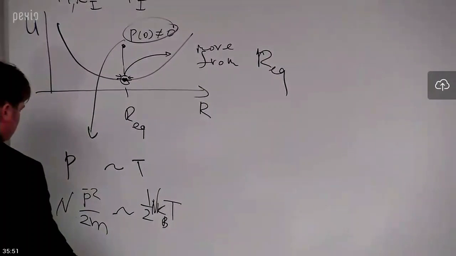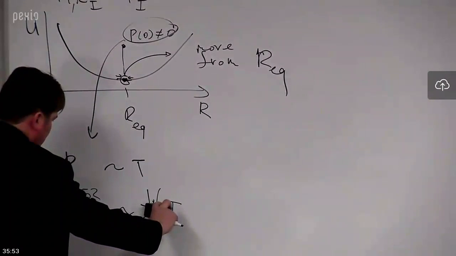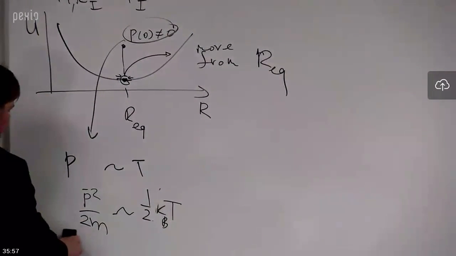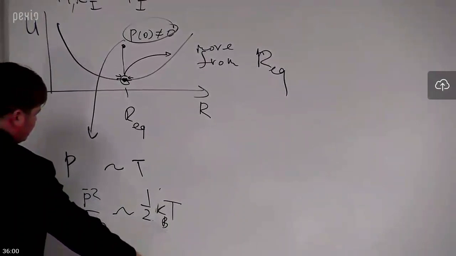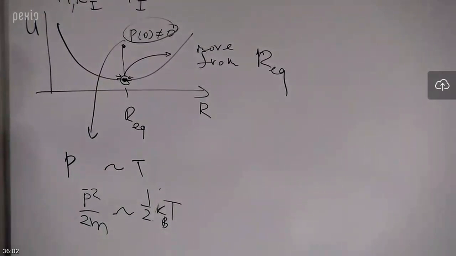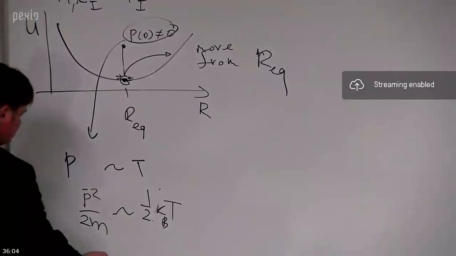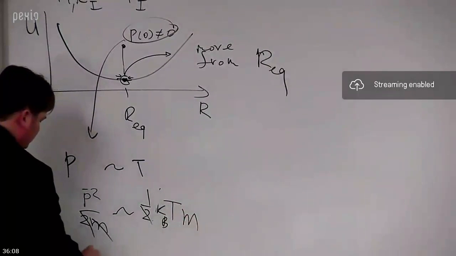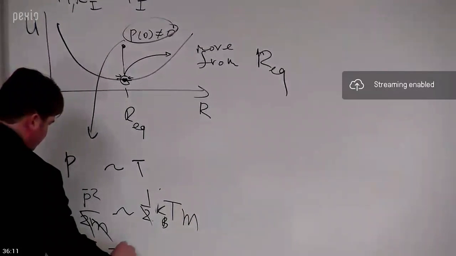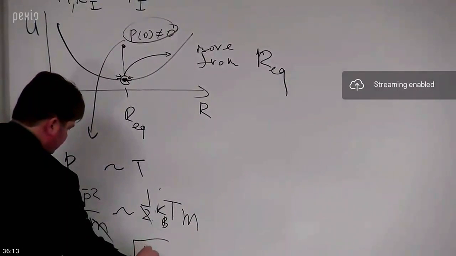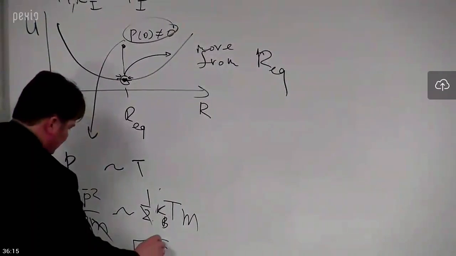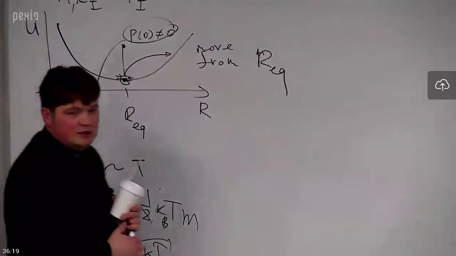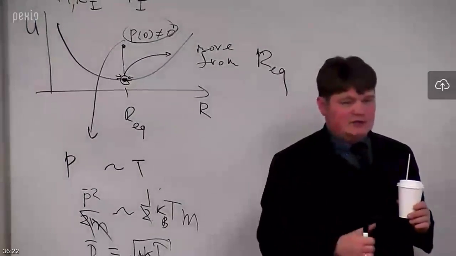So Kevin suggested this equation: average p squared over 2m equals 1/2 kT. So if you need momentum, we need to take the square root of kT. Okay? So please be ready to speak up on things like this in public.